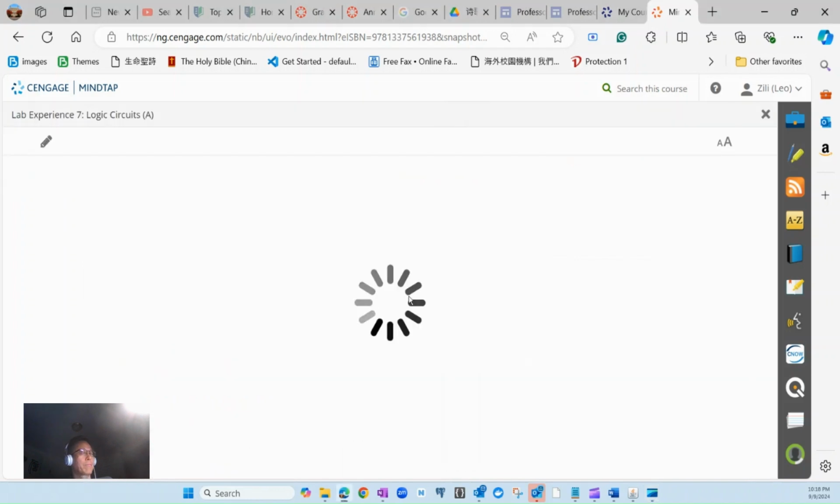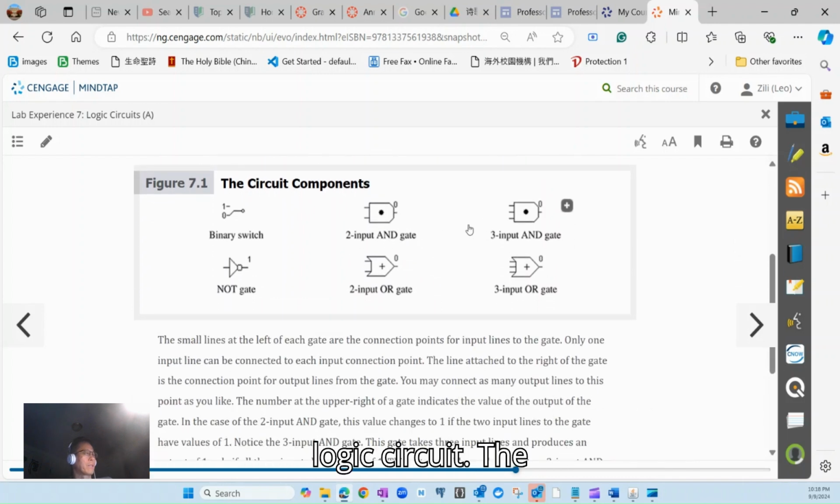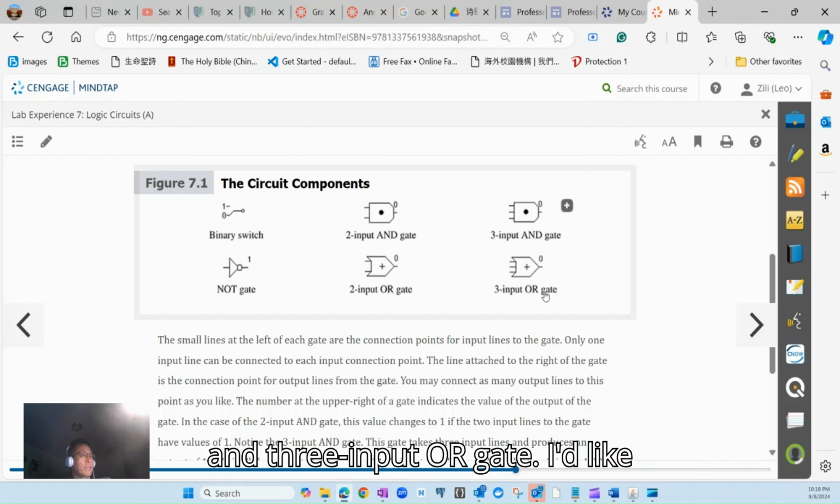If we click on that, you will see some background about the logic circuit. The logic circuit has some very basic circuit components: binary switch, NOT gate, 2-input AND gate, 2-input OR gate, 3-input AND gate, and 3-input OR gate. I like to go further to introduce their very basic logic.